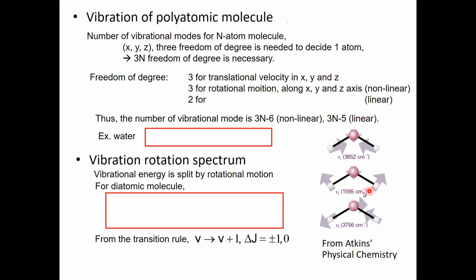But if you have, for example, a 100-atom molecule, how can you possibly know how many vibrational modes the molecule has? So here's how to calculate how many vibrational modes a molecule has. This is how to consider it.